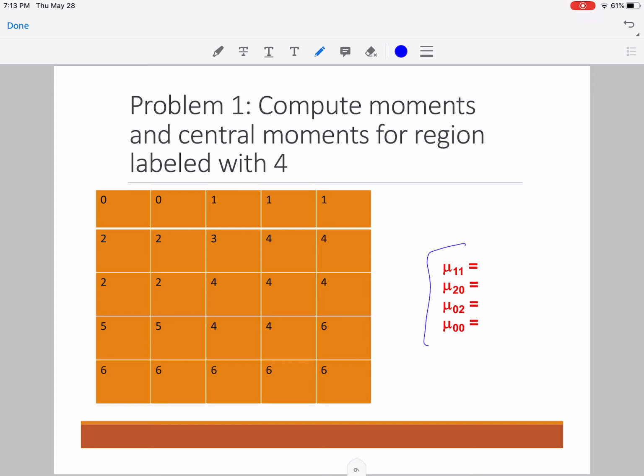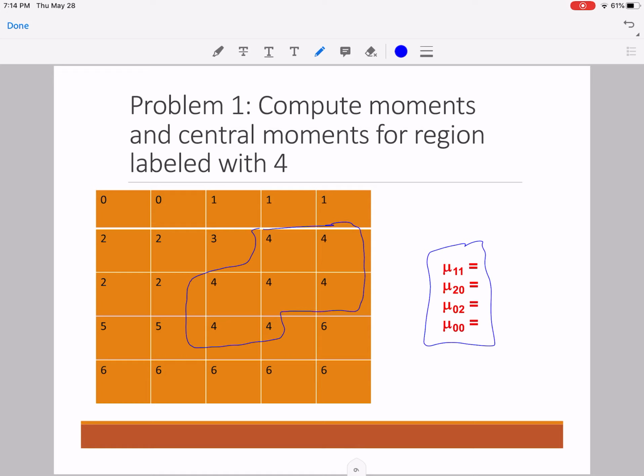Well, specifically, I need to calculate these parameters, mu11, mu20, mu02, and mu00 for a region that has label equal to 4. So if you notice here, this is the region with label equal to 4. So I need to perform the calculations of mu11, mu20, mu02, and mu00. So first, let's start with the calculation of its centroid, where exactly the center is.